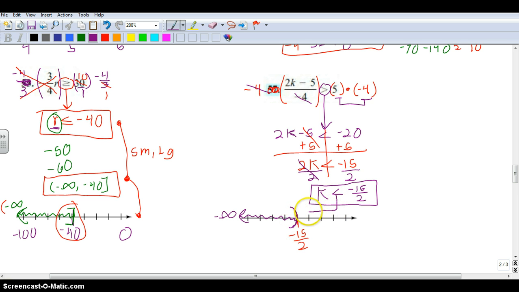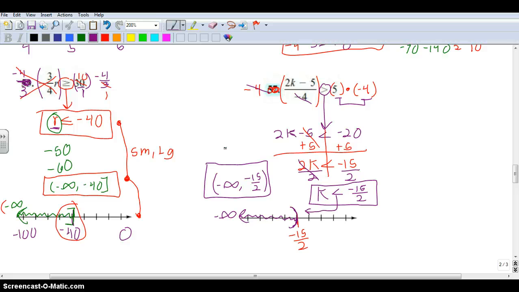Our inequality sign right here tells us to use a parentheses because that indicates that negative 15 over 2 is not part of the values of k, the possible values of k. And that helps you out with the interval notation because you look at your graph from left to right. So negative infinity to negative 15 over 2. And we're going to have parentheses on both of these. And there we go. Okay, so there's another one.